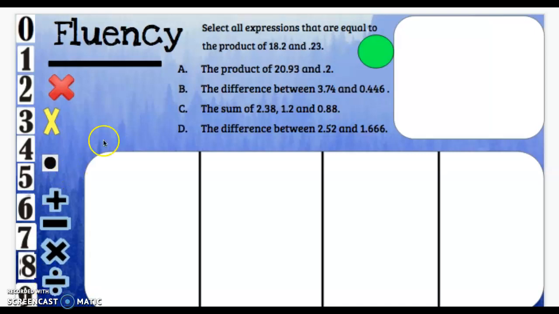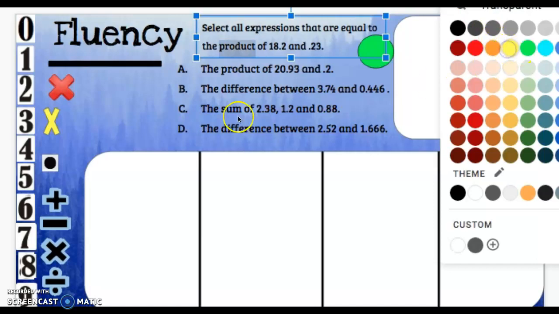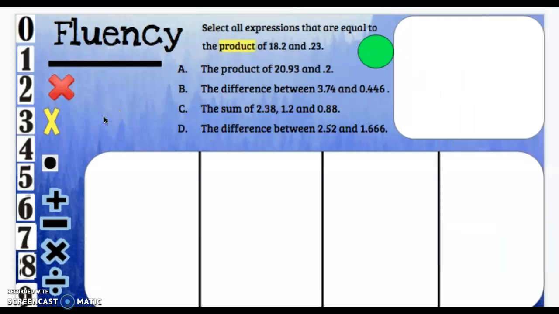Okay, so for today's fluency, you need to select all the expressions that are equal to the product of 18 and 2/10 and 23 hundredths. So we have this word product, and we know that product means we need to multiply. So we're going to start off by multiplying.